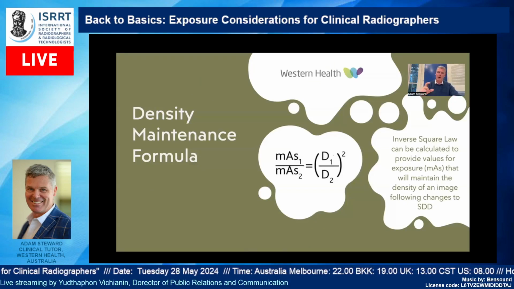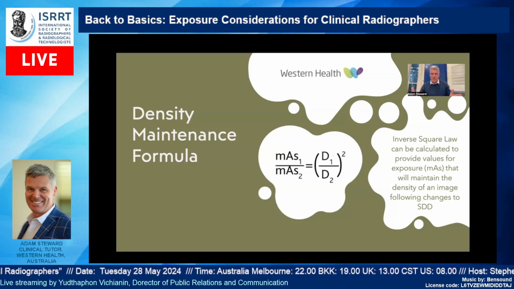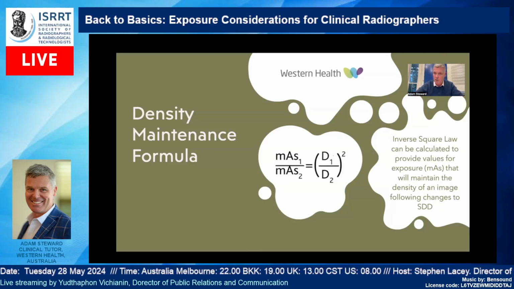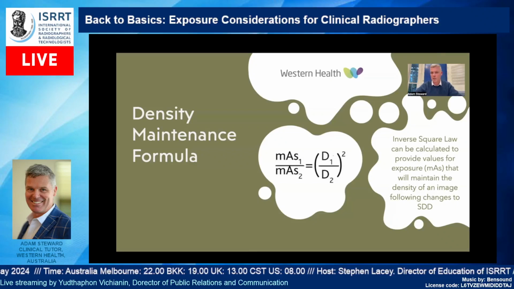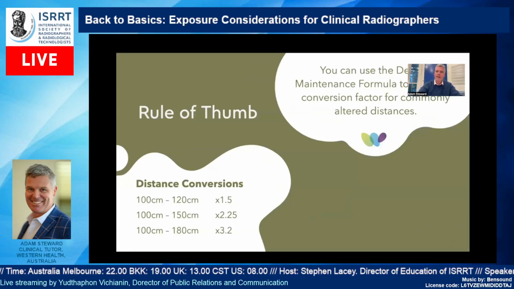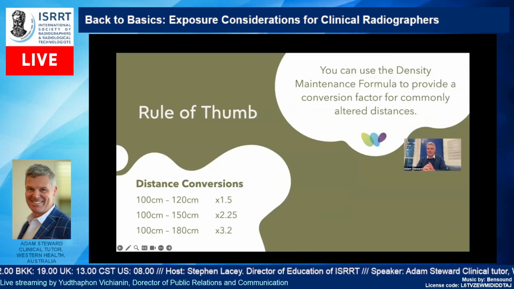That density maintenance formula basically tells you if I change my distance, this is the new mAs value that I should use for that change in distance, as long as you know the previous one, to maintain the exposure that you set with the previous one. Now, you're not going to go off and calculate the new mAs using the density maintenance formula every single time.